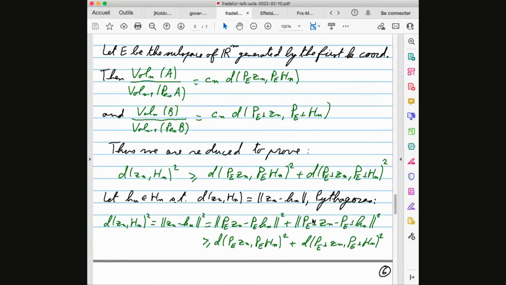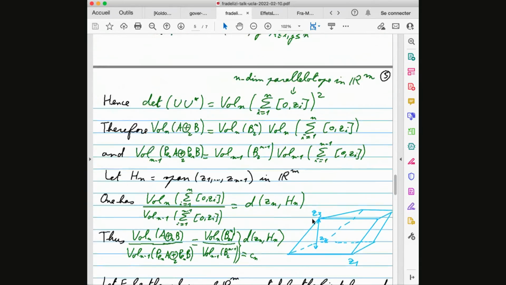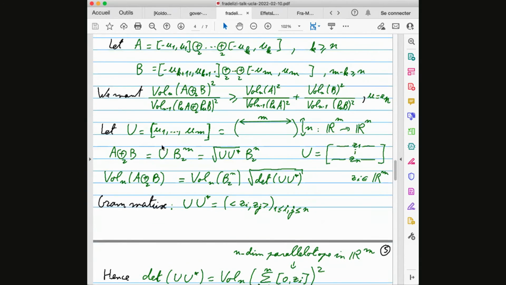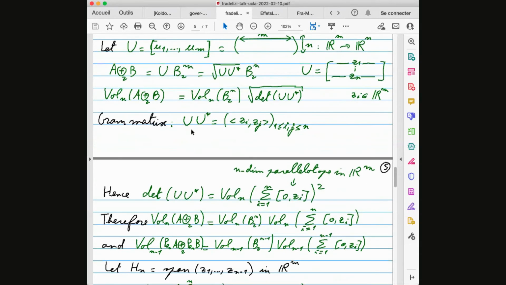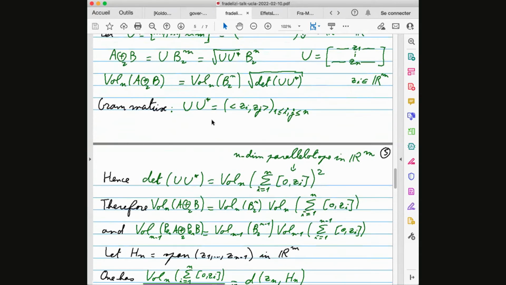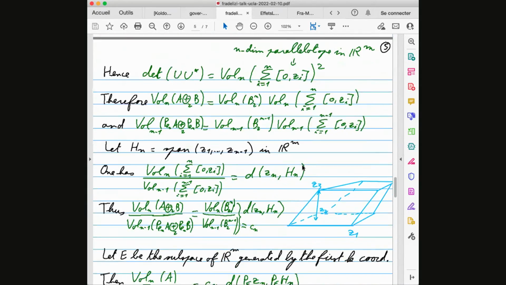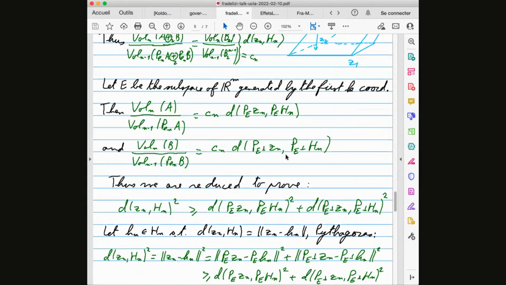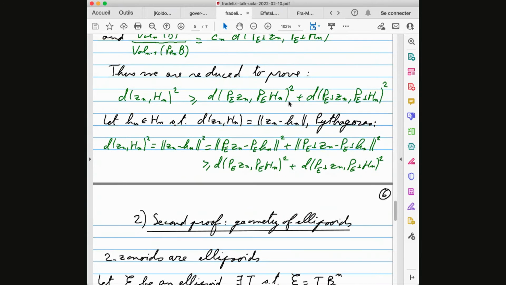Okay, so this was not difficult, and we just use two formulas. If I come back, we use a formula for the L2 sum with square root U star, and the Gram determinant formula, which translates to parallelotopes. And then with parallelotopes, the inequality we need to prove is direct from Pythagoras.